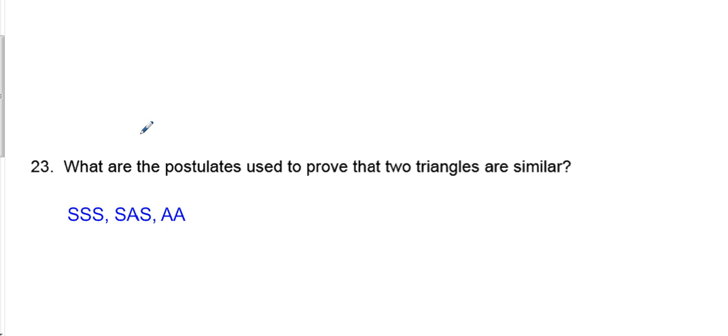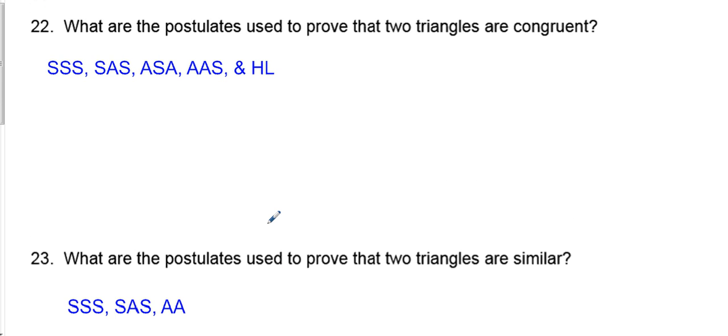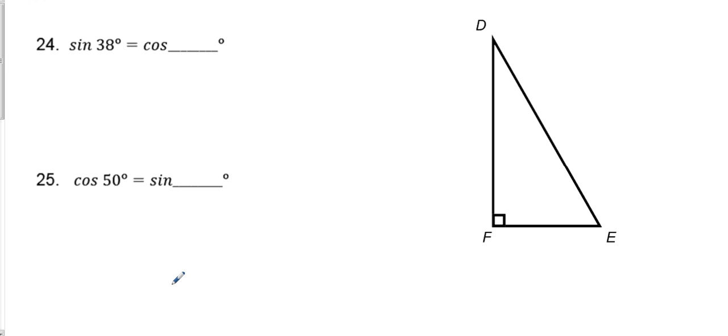23 asks what are the postulates used to prove that 2 triangles are similar. Now there are only 3 of these. Side, side, side; side, angle, side; and angle, angle. All right, so next up, 24. 24 says the sine of 38 degrees equals the cosine of something else. 25 says the cosine of 50 degrees equals the sine of something else.